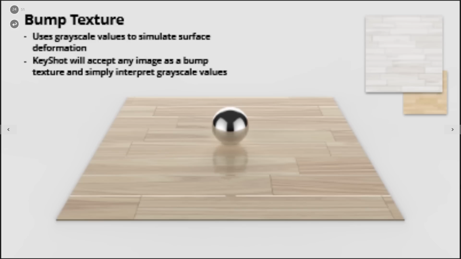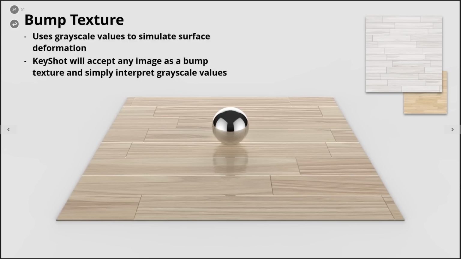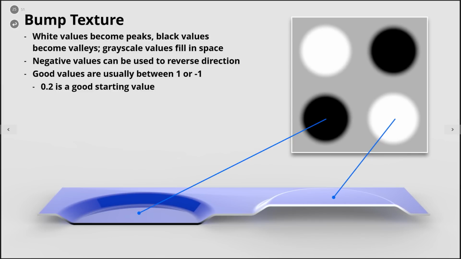So back to this example right here. Anything that's white is higher, and anything that's black or darker is lower. Peaks and valleys is how I like to think about it. This is just a shiny plastic, no roughness, and it's got one image applied as a color texture, the other applied as a bump texture. Now we're going to get those deformations on the surface because we have the bump as well.